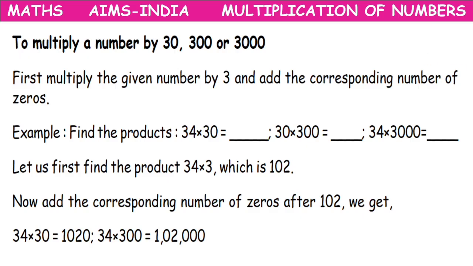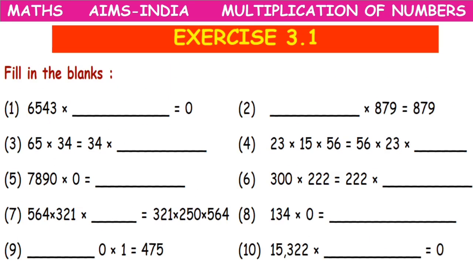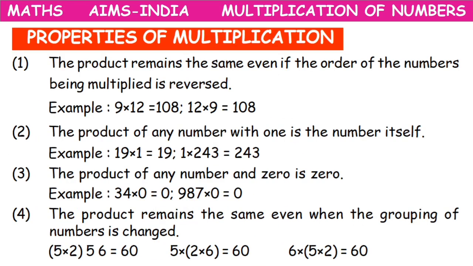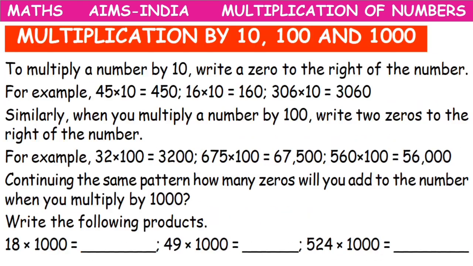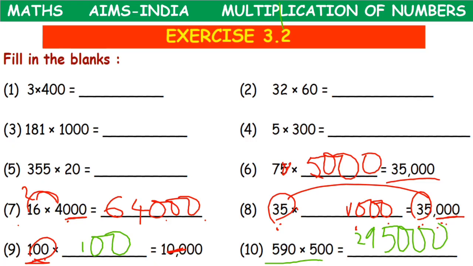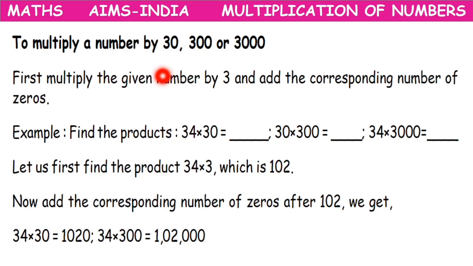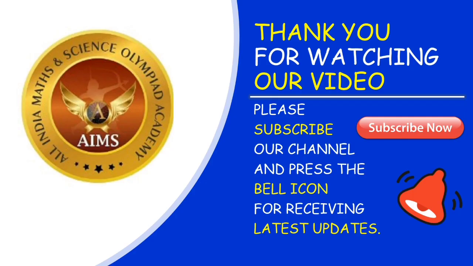What did we learn today? We learnt about multiplying a 2-digit number by a 2-digit number, and also we have learnt about the properties of multiplication, and multiplication by 10, 100, 1000, and also multiplication by 30, 300 or 3000.